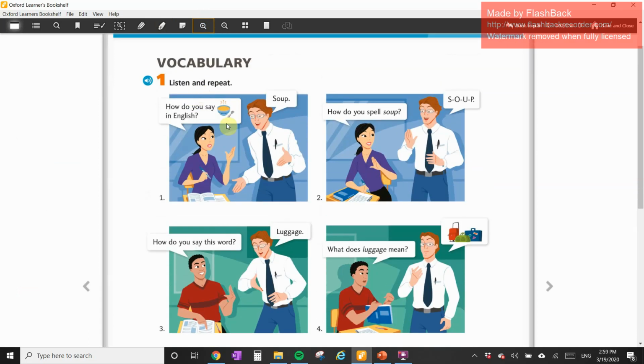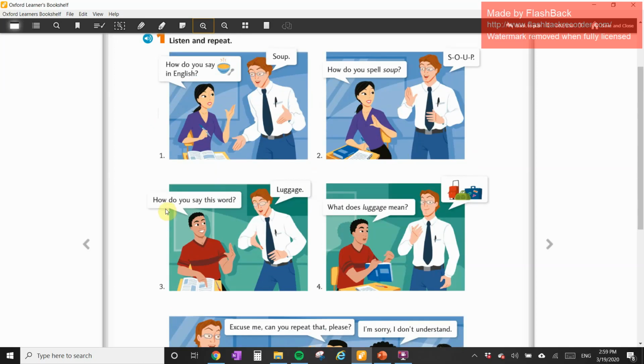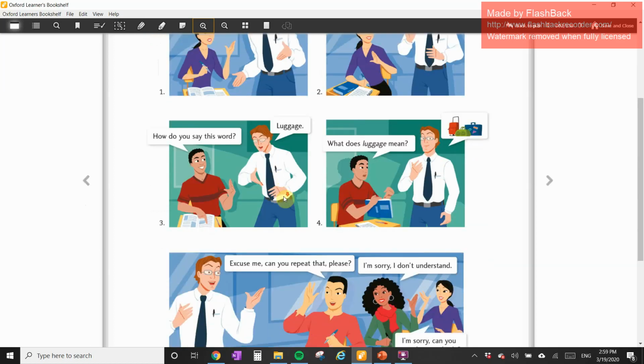These are common questions that you can use in the class or just in your life. Very basic one, very useful, is how do you say dang dang in English, right? How do you say gook in English? All right, so you could say soup, right? How do you spell soup? Spelling, right? So the letters S-O-U-P. How do you say this word? If you point to an image, you can point to the teacher. Teacher, how do you say this word? And what does luggage mean? You're asking for the meaning. So what does dang dang mean, right? How do you say this word? How do you spell? How do you say dang dang in English?